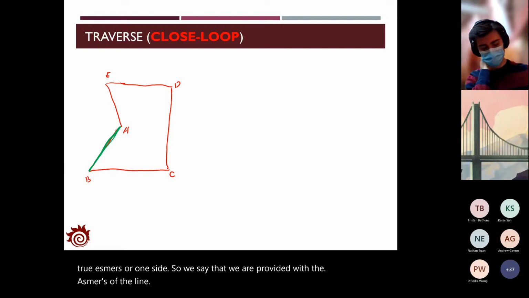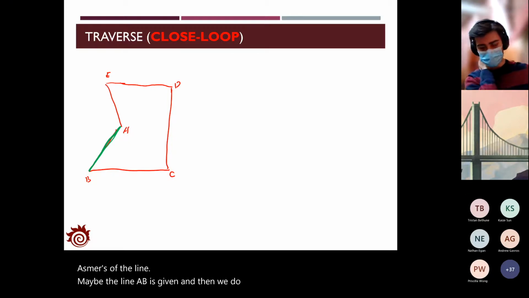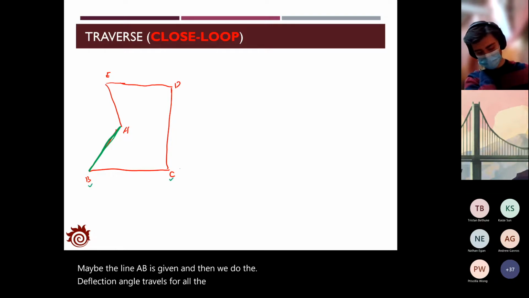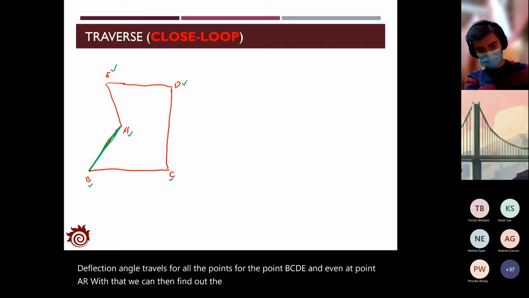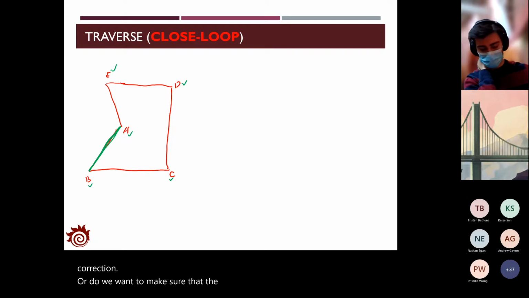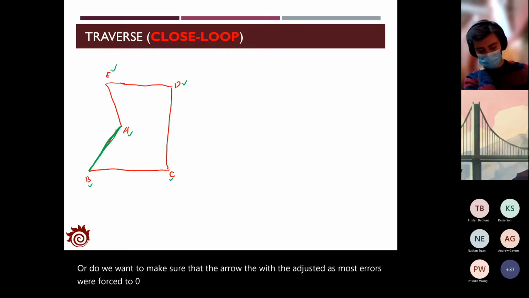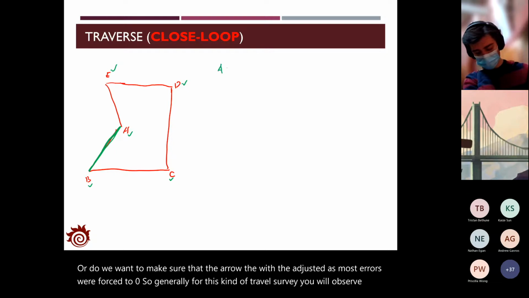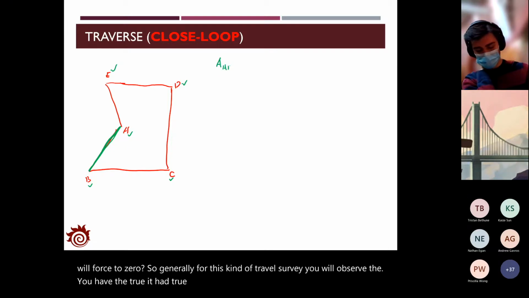The line AB is given, and then we do the deflection angle traverse for all the points: B, C, D, E, and even point A. With that, we can find out the azimuth of each line and do the correction. Also, we want to make sure that with the adjusted azimuth, the error falls to 0. So generally for this kind of traverse survey, you have the true azimuth of the line A to B.